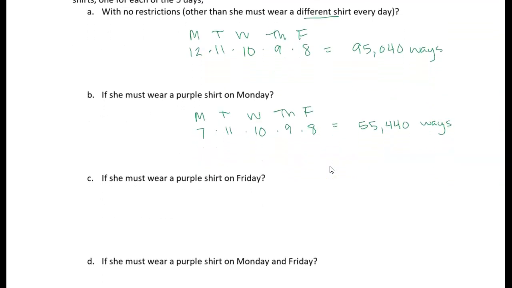All right. The next question asks if she must wear a purple shirt on Friday. So now it's Friday that is purple shirt day. Again, she's got to choose shirts for each day, Monday through Friday, and now the restriction is on Friday. If I choose my shirt on Monday, I can choose any shirt I want. It could be purple, it might not be. Depending on whether I choose a purple shirt or not, it's going to affect how many purple shirts I have to choose from on Friday.